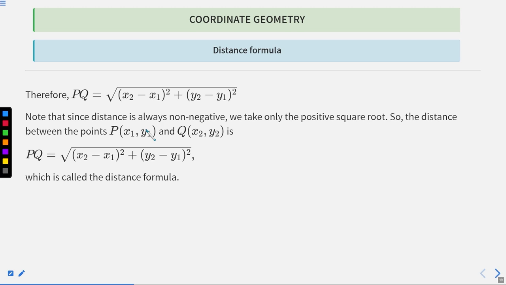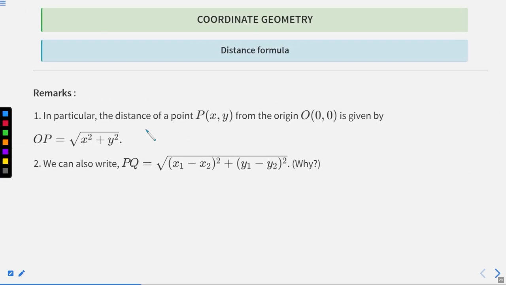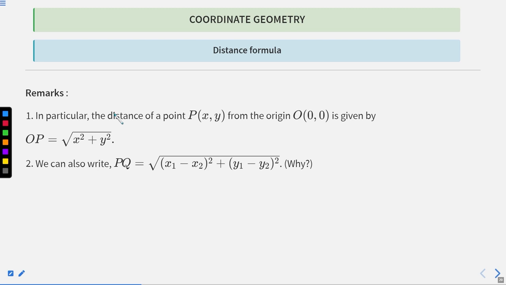Okay, so if we have any 2 points P x1 comma y1 and Q x2 comma y2, then the distance between these 2 points is equal to square root of x2 minus x1 whole square plus y2 minus y1 whole square. Okay, so here remarks. So in number 1, in particular, the distance of the point P of x y from the origin is given by OP, that is equal to square root of x minus 0 square plus y minus 0 square, that is equal to square root of x square plus y square.